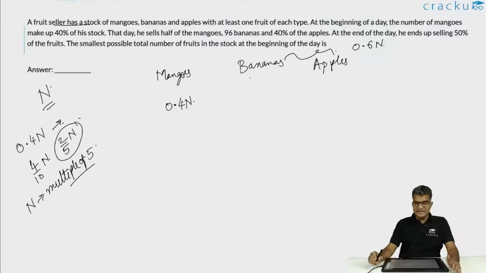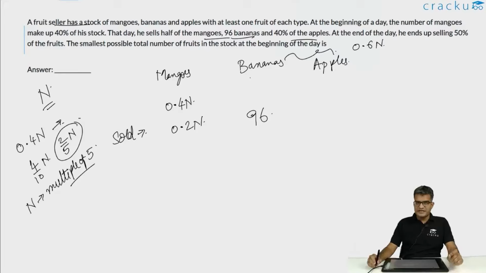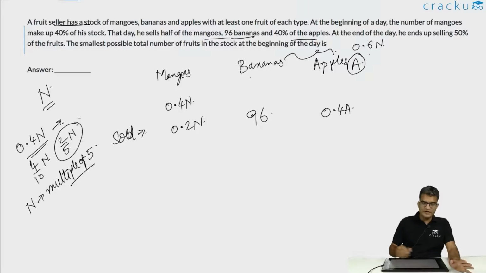What else can we say? Let us look at the other information that is given. Now, he sells half of his mangoes. So the number of mangoes sold is half of mangoes, which is 0.2n. And he sold 96 bananas. So the number of bananas sold is 96, and 40% of apples. Let us assume that the initial number of apples is A. So he sold 0.4A. Again, as with the earlier one, we want 0.4A to be a natural number. So A also has to be a multiple of 5.